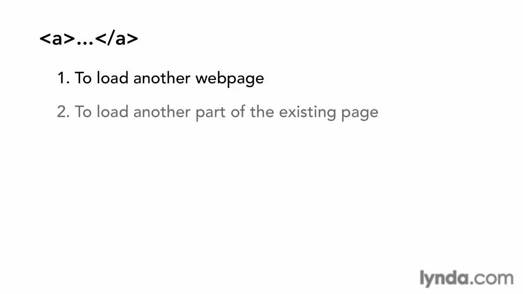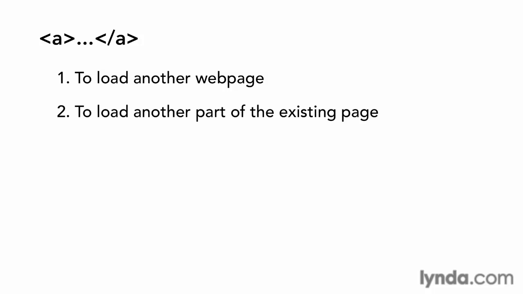Anchor tags can be used in two ways: to create a hyperlink that is clicked upon to load another web page or another part of the existing page, or to create a bookmark, an area in the page that can be linked to from another anchor tag.